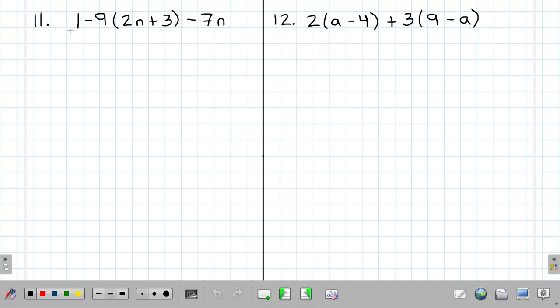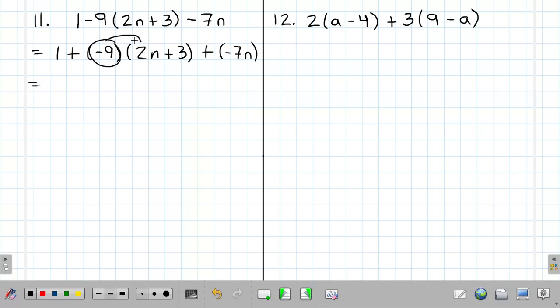Number 11, you guessed it, we're going to distribute negative 9 since it's minus 9. So in this case, we've got 1 plus negative 9 times 2n plus 3, plus a negative 7n. Once again, we got to distribute this first. We see these parentheses here, so we distribute the negative 9. We get 1 plus negative 9 times 2 is negative 18n, plus negative 9 times 3 is negative 27. And then we still have the plus negative 7n.